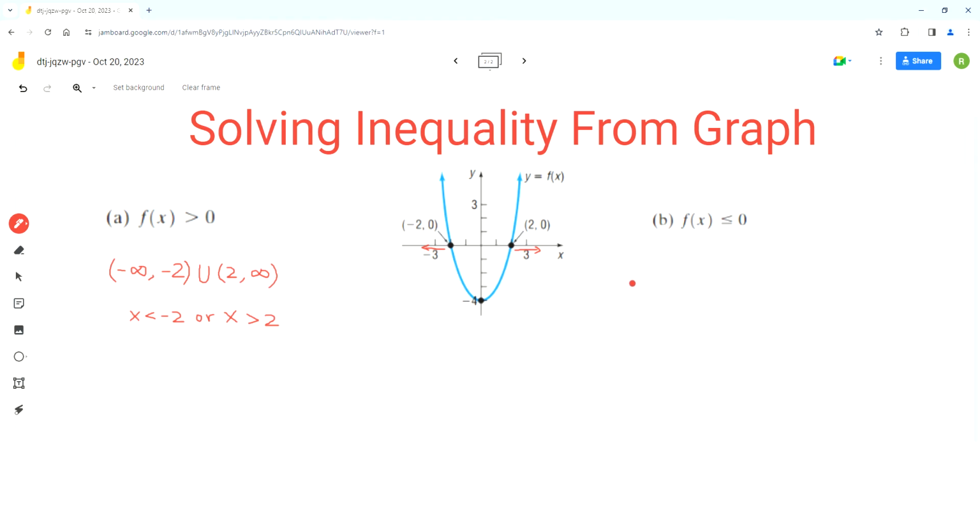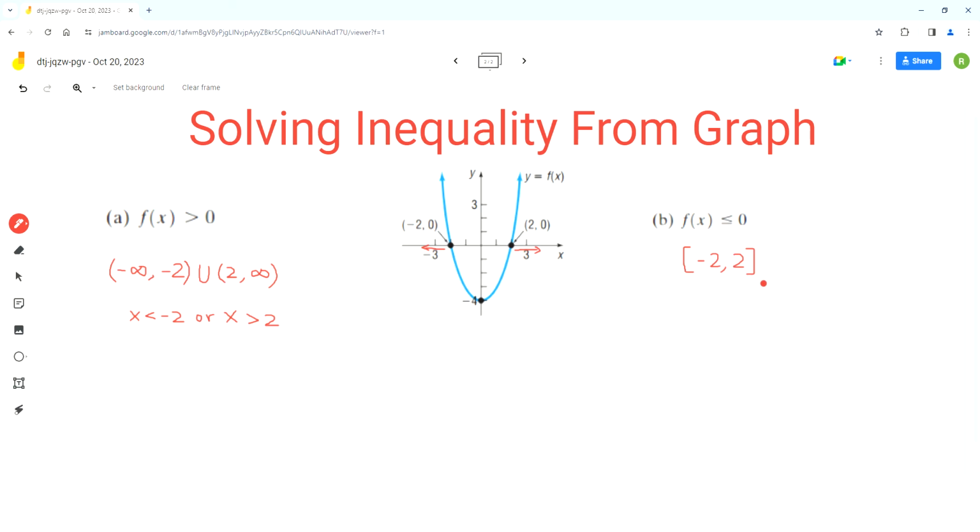So in this case, the part of the graph that's below the x-axis is the part between the x-intercepts. And since the given expression is f(x) less than or equal to 0, we'll also have to include the x-intercepts in this solution. So for part B, the answer would be from -2 to +2. And we are using the square brackets because we have to include the endpoints for the equal to 0 part.